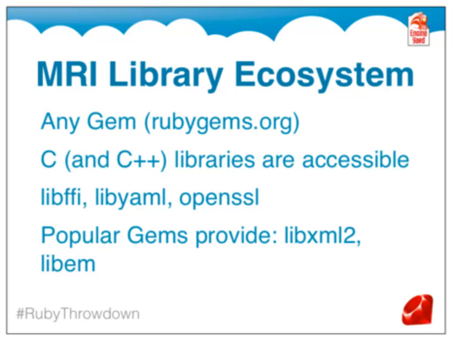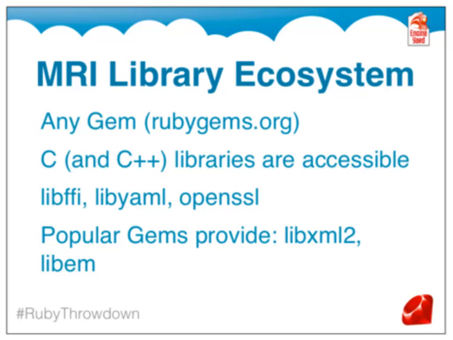Yes, the gold standard is MRI. So pretty much since it was the first, most of the gems on rubygems.org can be used with MRI. So any third-party libraries on rubygems.org can be used. And since MRI was written in C, we can access any C-based languages from MRI. So C or C++, any kind of derivative of C languages, so even Objective-C wrappers.